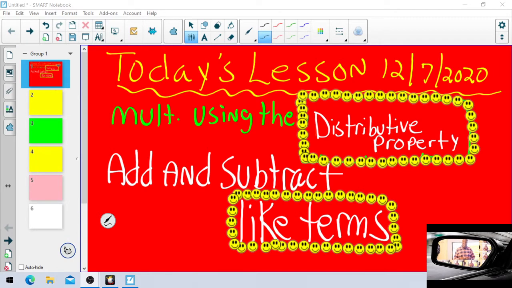Merry Christmas. Today, we're going to learn something new: multiplication using distributive property and subtract like terms. Make sure you're taking notes. Very important. Especially multiplication using distributive property. You're going to use distributive property in 7th grade, 8th grade, 9th grade, probably throughout your high school career. So you make sure you know it. Understand? So let's get started.